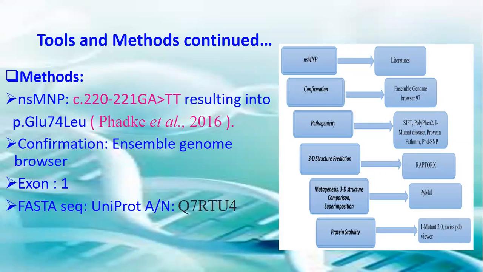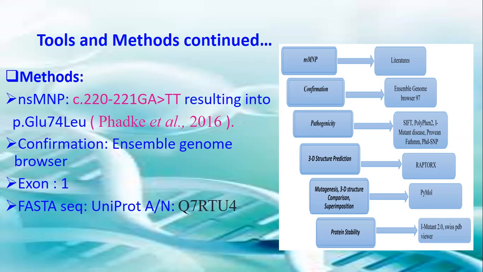What method do we use, and why do we use this method? SNMNT, non-synonymous multiple nucleotide polymorphism. As I told you before, we will discuss another letter, MNP. MNP means multiple nucleotide polymorphism. When there is a change in the same position of two or more nucleotides, it's called multiple nucleotide polymorphism.